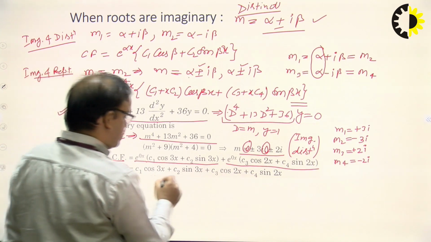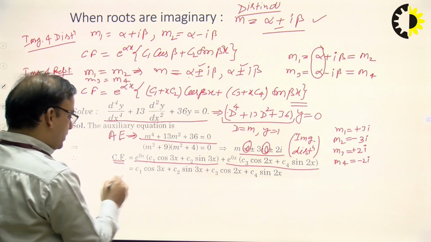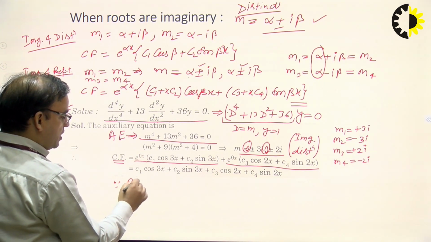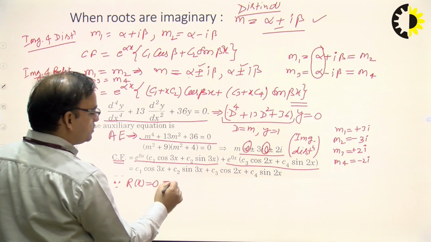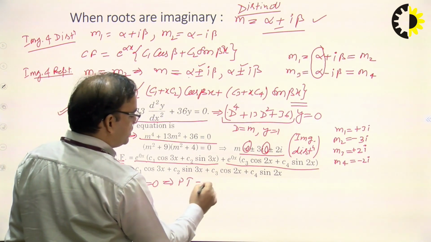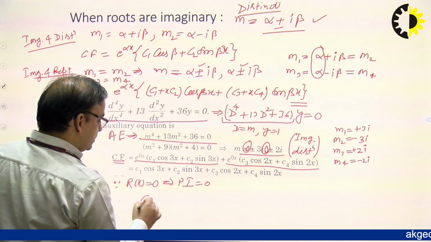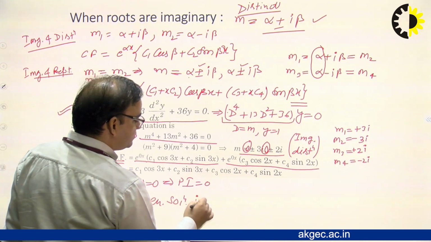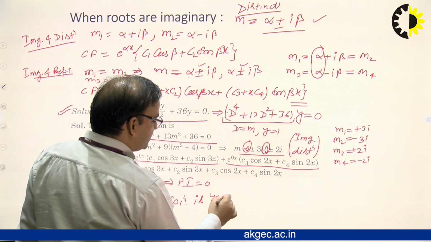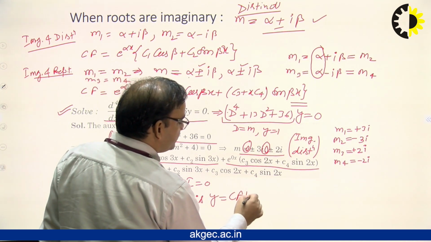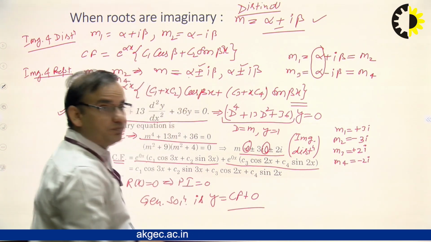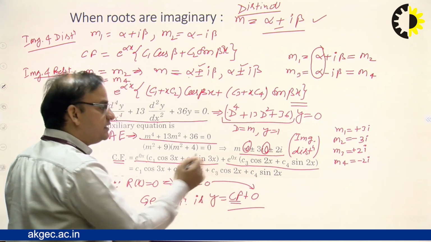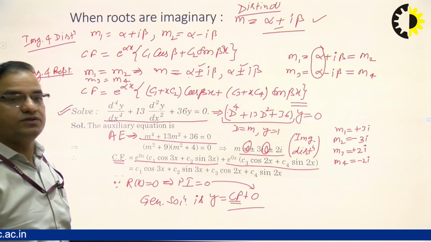Okay, or we can write it like this. But for the general solution, because Rx is equal to 0, the PI is equal to 0. Therefore, the general solution is y is equal to CF plus 0. Why is it 0? Because PI is 0. And just write the CF here, which will be the complete solution of it.